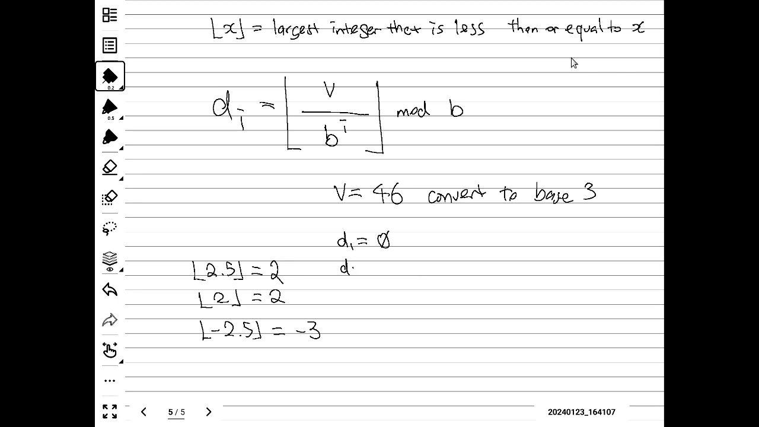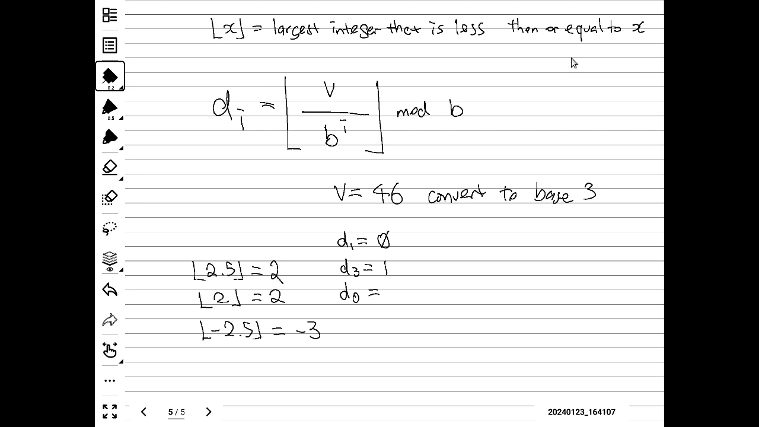Okay, and I'm going to skip around a little bit. Let's work with D3. What is D3 in this case? We start with 46, and then we divide it by 3, because the base is 3 in this case, raised to the power of whatever the digit is, which is also 3. What is 3 to the power of 3? 27, very good. 46 divided by 27 is, I'm just going to say, 1 point something. What is the floor of 1 point something? 1. What is 1 mod 3? 1. Very good. 1 divided by 3 has a remainder of 1.